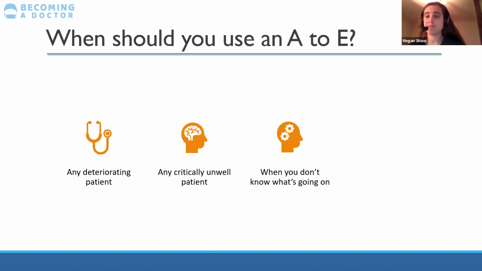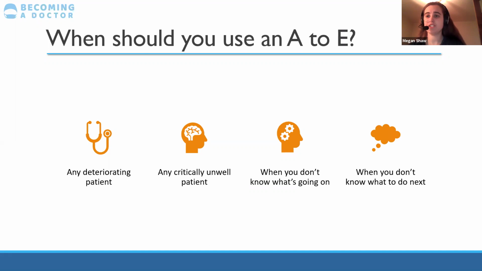Or if you simply don't know what's going on, if you're presented with a patient and you have absolutely no idea what's wrong with them, well, an ATE assessment is a good place to start because you'll pick up anything that's really serious that you need to deal with right now, and then it gives you time to deal with any other problems later on down the line.